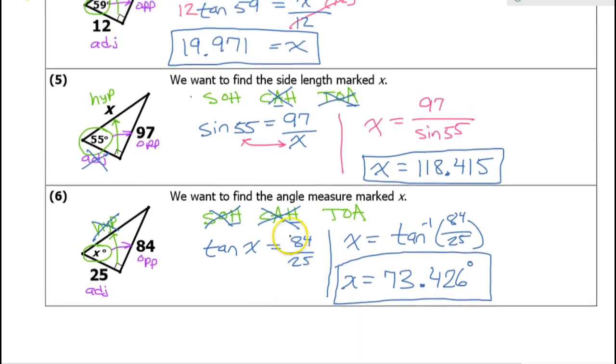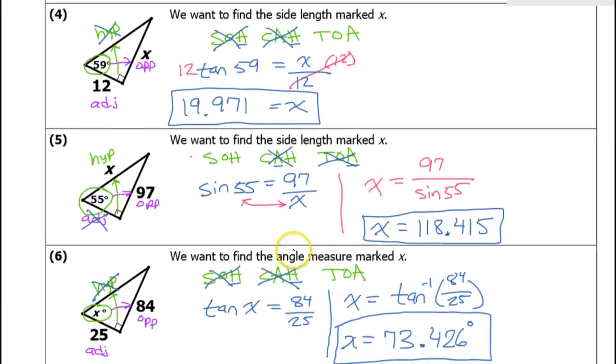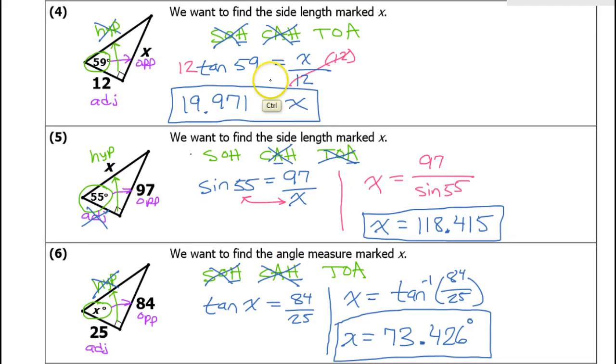So notice that's a nice little review of the three types of problems that you're going to run into. Sometimes the variable is in the numerator, sometimes the variable is in the denominator, and sometimes the variable is inside the trig function. So remember, when the variable is in the numerator, that's when you multiply. When the variable is in the denominator, that's when you swap these. And when the variable is inside the trig function, that's when you do the inverse trig function of the answer.